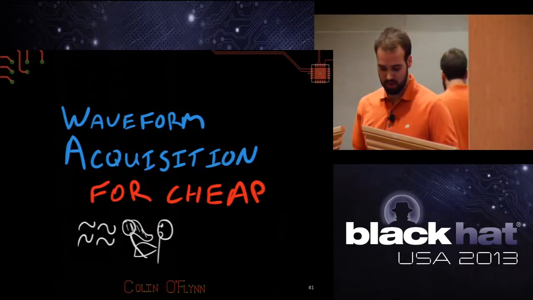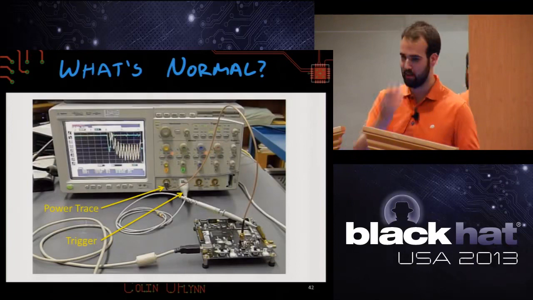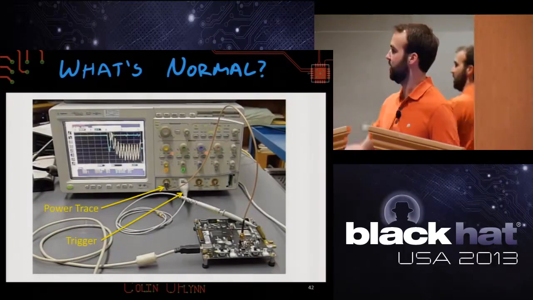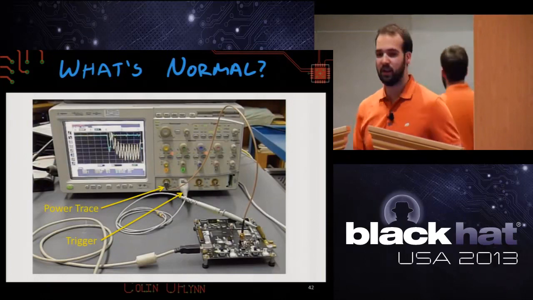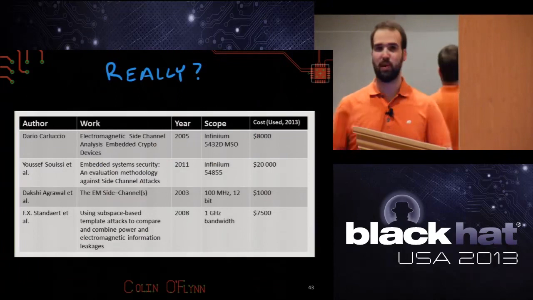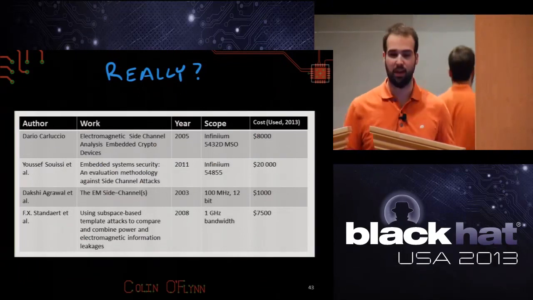All right, so how do we get the waveforms, and how do we do that cheaply, the cheapskate part? So I told you before, this is sort of a normal type setup. We have a fancy oscilloscope, we have a board, we have some probes and stuff, and they're pretty expensive. You can look at literature, you can look at other people who've published these type of things and say, how much did it cost them to set up their lab?